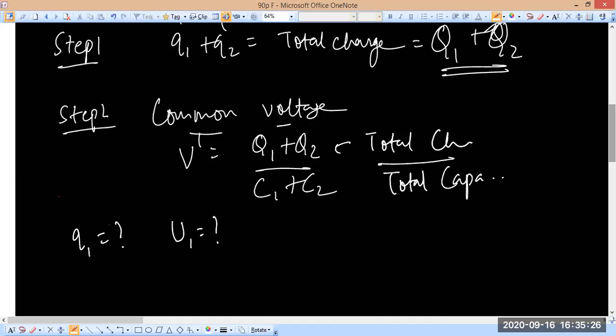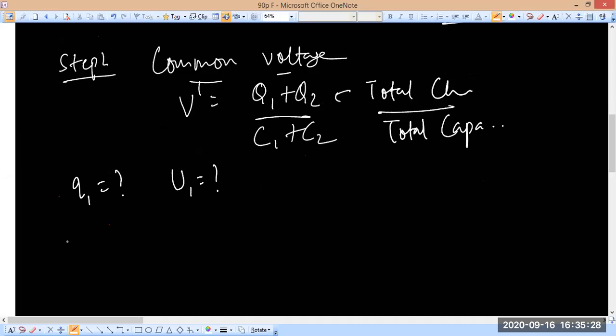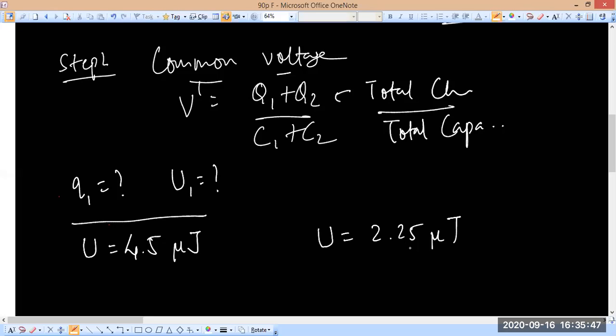Okay, now Purvendra has asked me one question. He's saying that initially the energy was 4.5 microjoule, and now when we connect the second capacitor, finally the energy becomes what? 2.25 microjoule, right? So this is at start, all right, and this is what we get finally after we connect both capacitors, right?